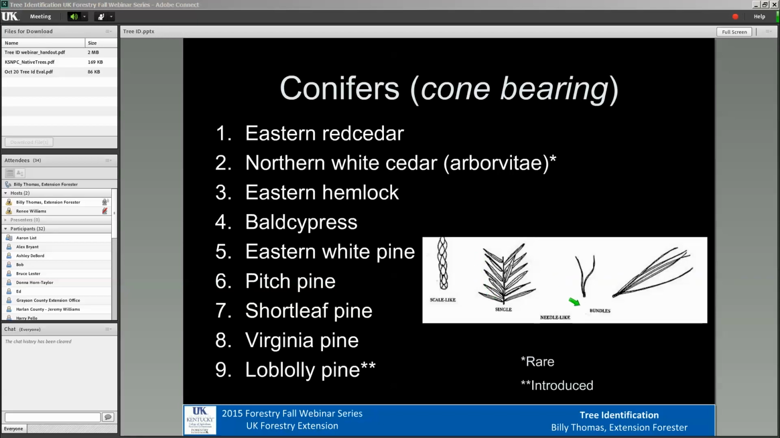And then most of them have their needles in bundles, and these bundles are going to be an important clue. The number of individual needles in each of these bundles is a clue to which species we're dealing with. So these are some of the characteristics that we can use. And again, it works just as well for the conifers, or our softwoods, if you will, as it does for our broadleaf trees. So we'll talk about each one of those as we go on here.